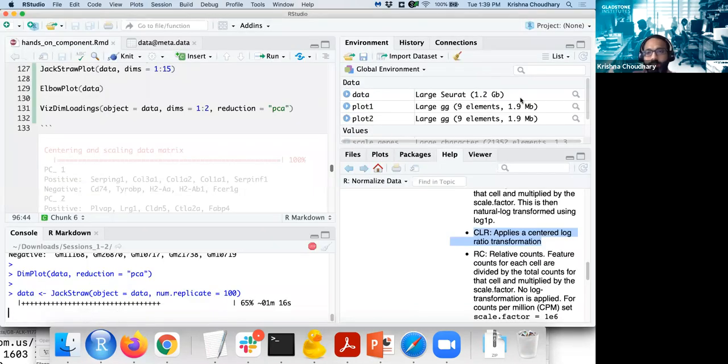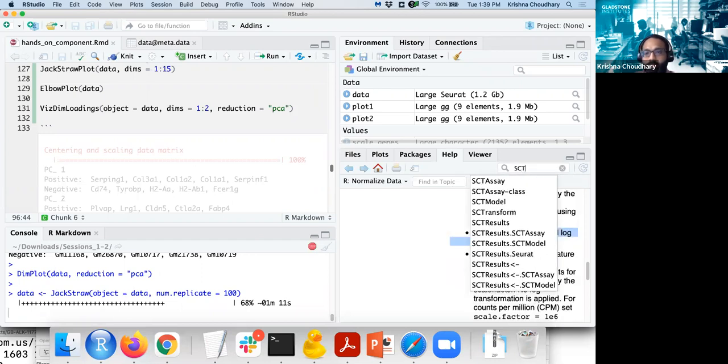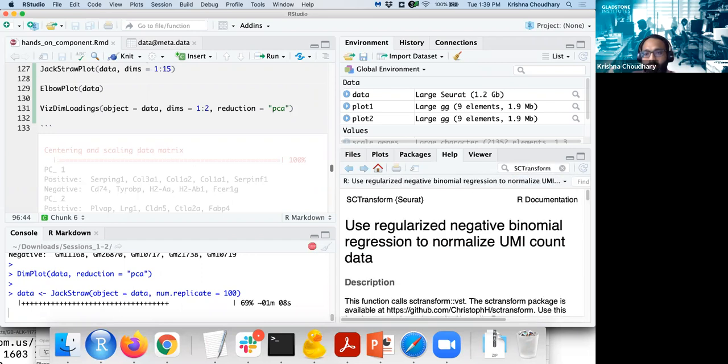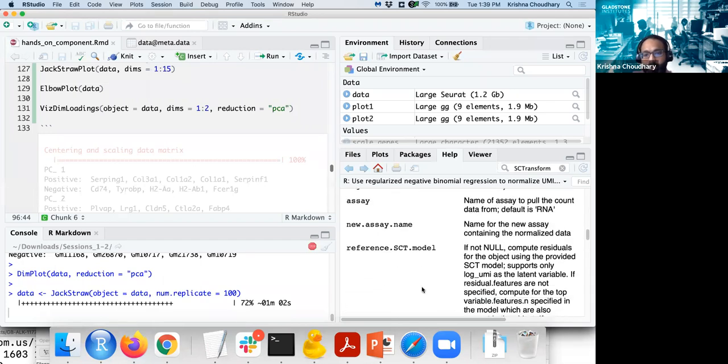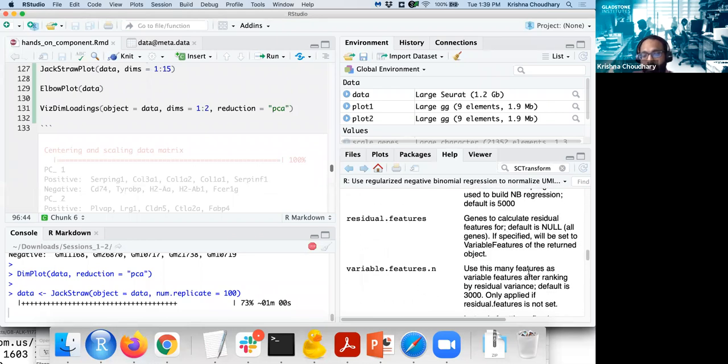Let's see if this is not finished. We can look at that. That's a good question. That's what I was also going for. So it is selecting 3000 features by default, which you can change with variable features dot n, I believe that is what it stands for. So yeah, it is selecting 3000 features based on the variance of the residuals as I described yesterday. I hope that answers your question. Any other questions?